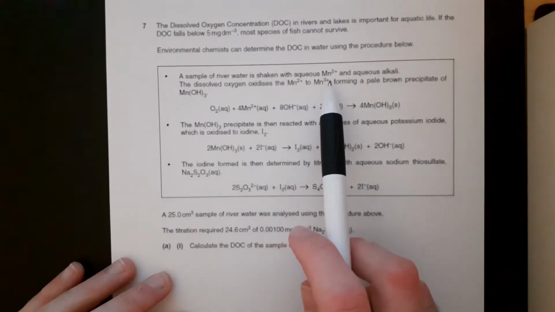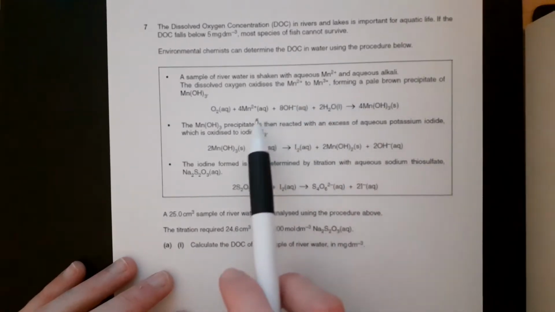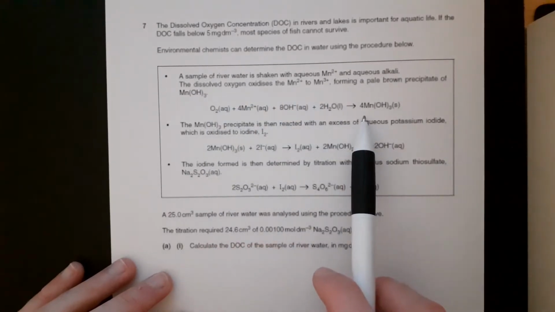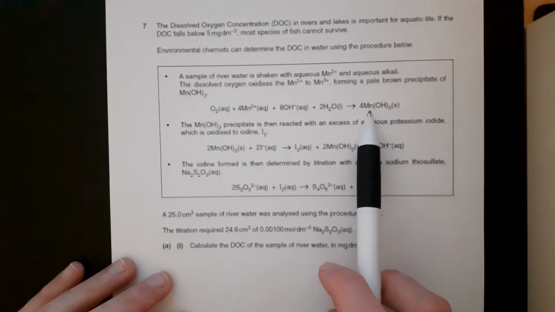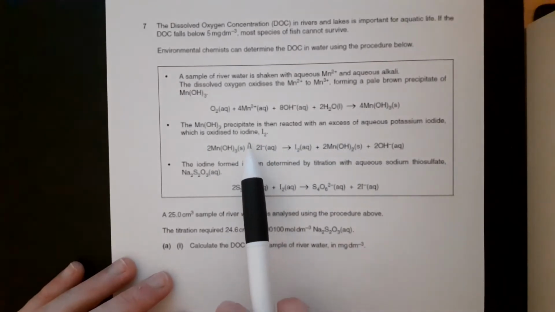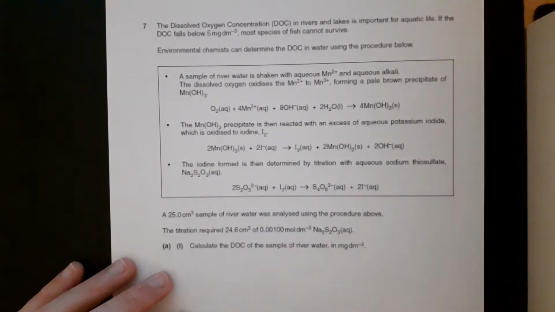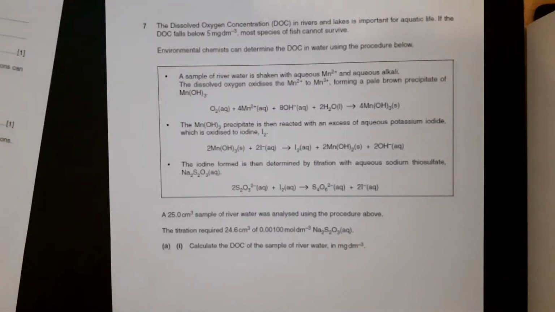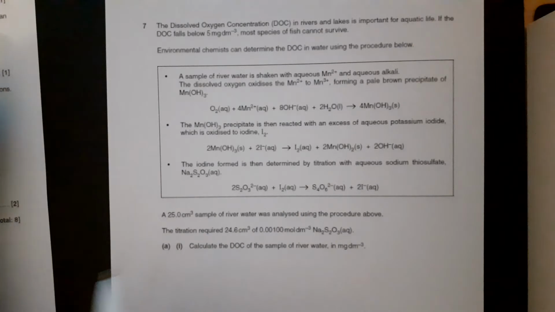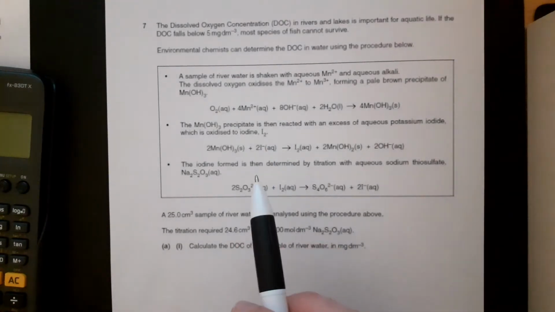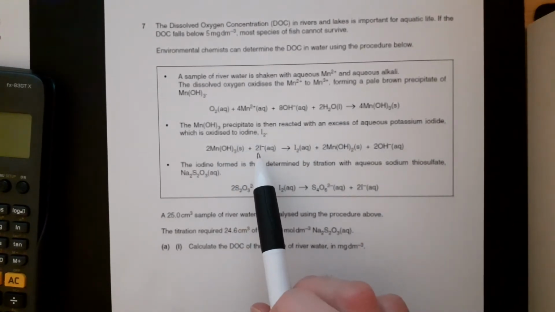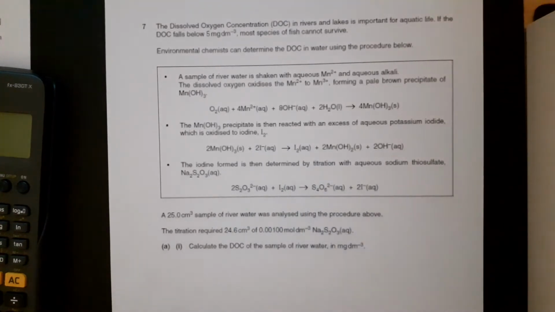So the river water is shaken with aqueous Mn2+ and alkali. So there you go, oxygen, Mn2+ and alkali. It oxidizes Mn2+ to Mn3+, so we get this manganese hydroxide. The precipitate is then reacted with potassium iodide, which is oxidized to iodine, and then you titrate the iodine against the thiosulfate. So this is just another iodine and thiosulfate one, but it's got a bit of manganese in there as well. It's not manganate ions, but it's going to follow the same pattern, where we do some sort of reaction first and then react that with iodide ions to make iodine and then titrate the iodine against the thiosulfate.